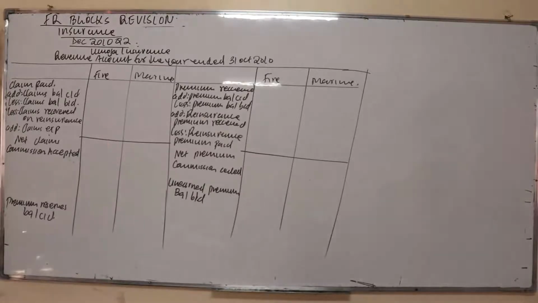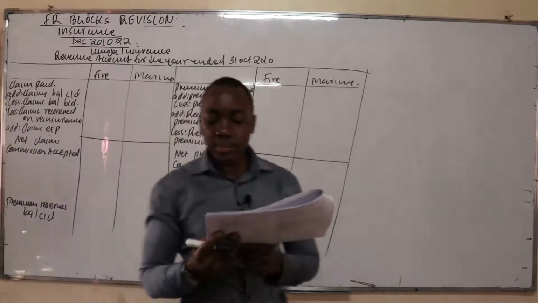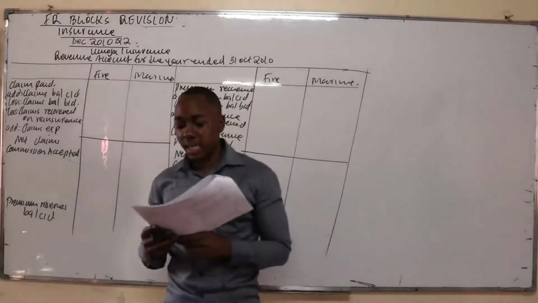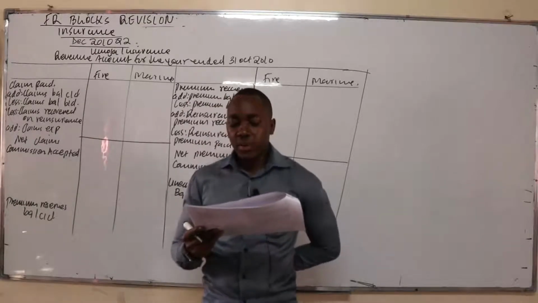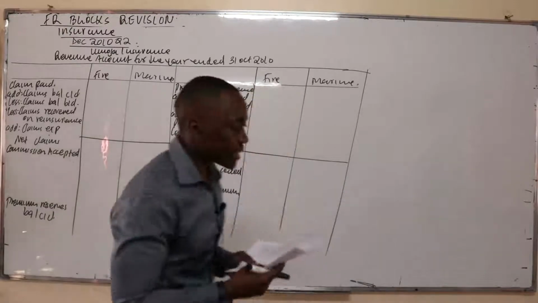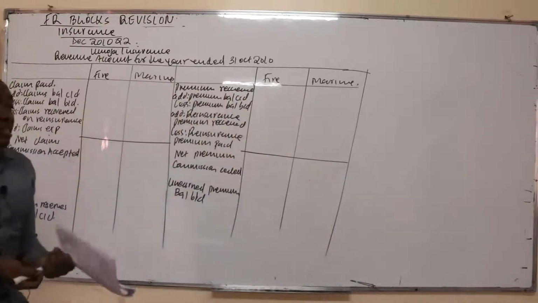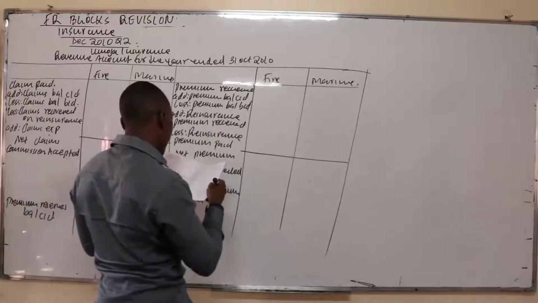So, we are told that the following balances were extracted from the books of Umoja Insurance Company Limited as at 1st October 2010. Ordinary share capital of shillings 10, retained profits, revenue, reserves for unexpired risk. The reserve for unexpired risk is the unearned premium balance brought down, so let's just indicate that amount directly.